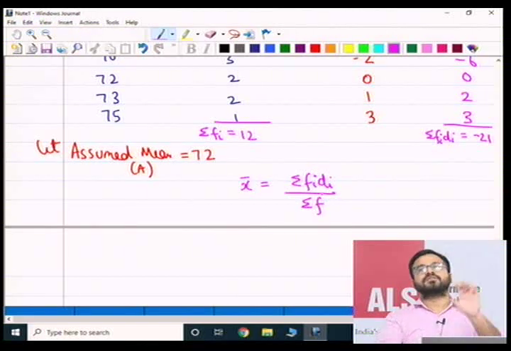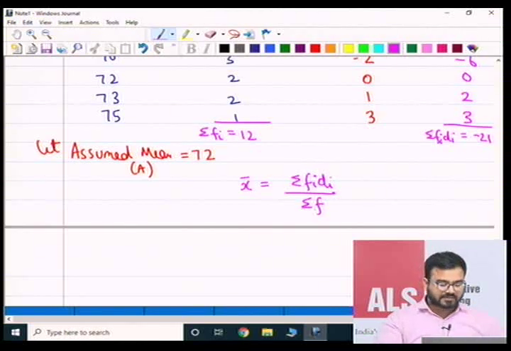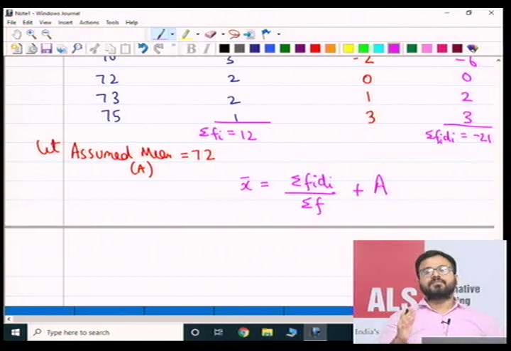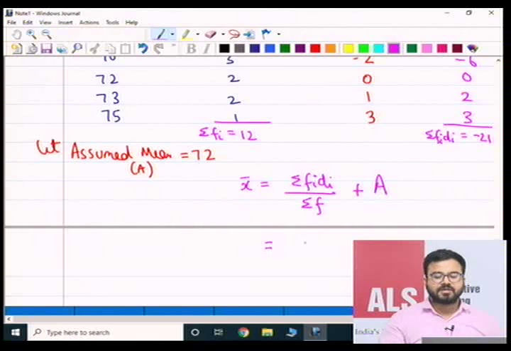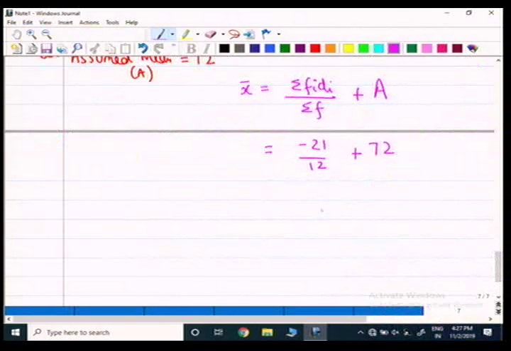Now this is our assumed mean. This is the calculation which we are getting with the help of the assumed mean. We have to add this number to the assumed mean. Whatever number we have assumed as our mean, the answer from this question we have to add to that number. So it will be minus 21 over 12 plus 72. So minus 21 over 12, if we solve, we can divide by 3: 3 times 7 and 3 times 4, plus 72.